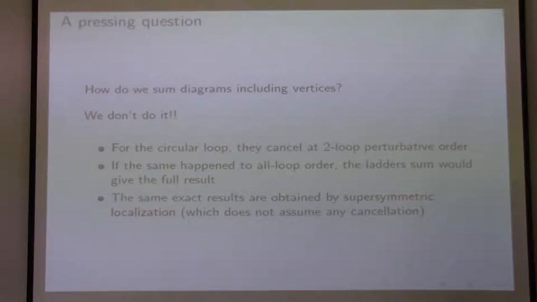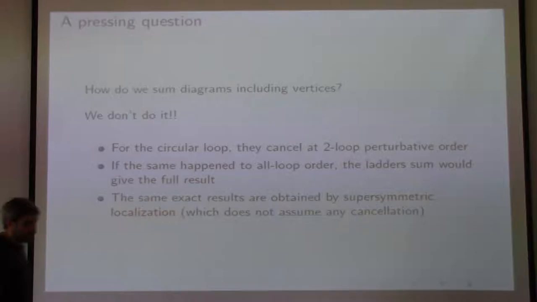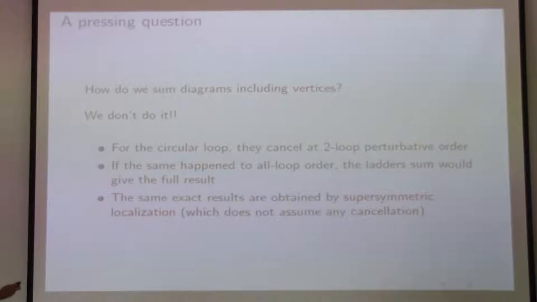You can do that. It's not a very nice way of arguing, but there is another way. You can do the computation in a different way, which makes no assumptions on any cancellation, using supersymmetric localization, and you get exactly the same answer. So what is the supersymmetric argument for the whole loop cancellation? It's like saying you get some semi-classical contribution corrected by the one-loop determinant. Exactly.